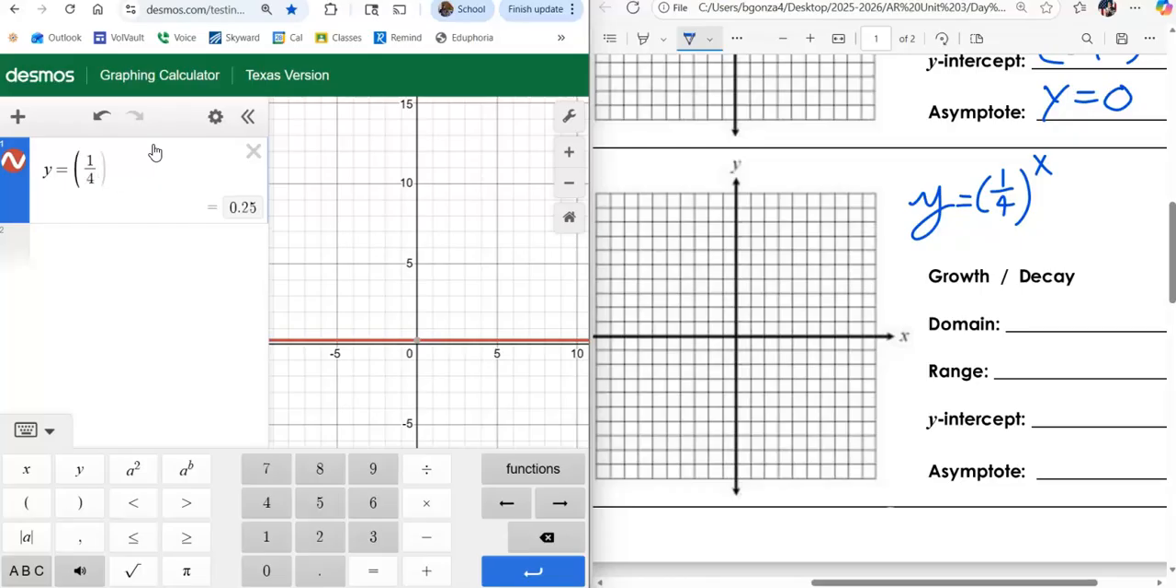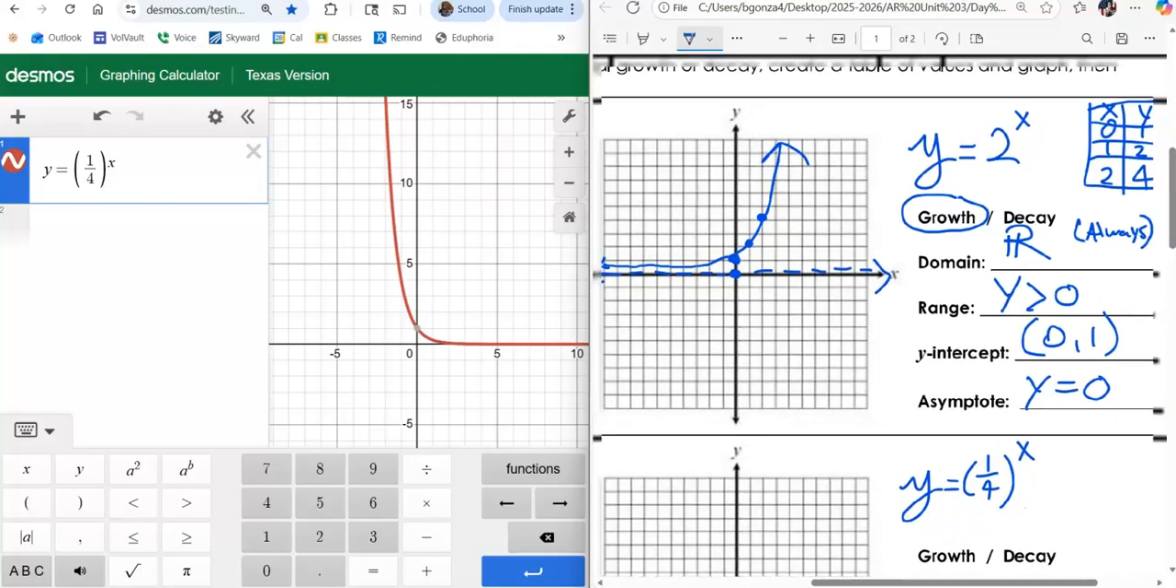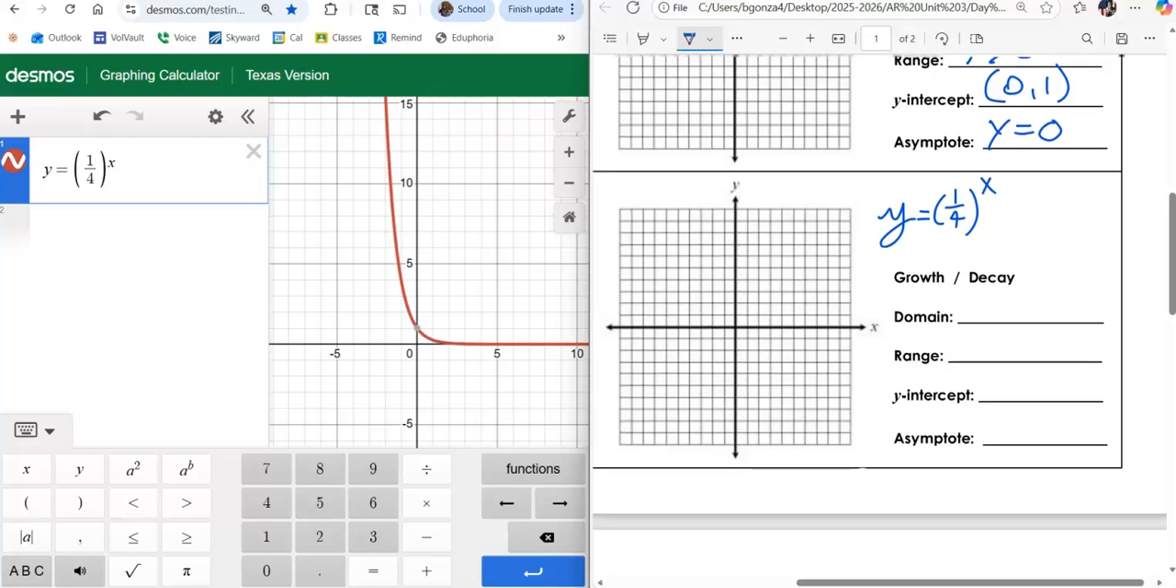The domain is definitely... I'll tell you, it's always going to be all real numbers for the domain. Always. That's why it's literally everything.